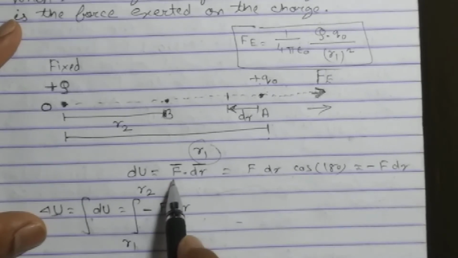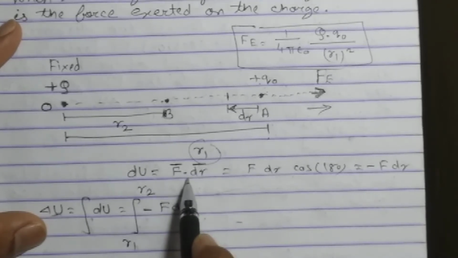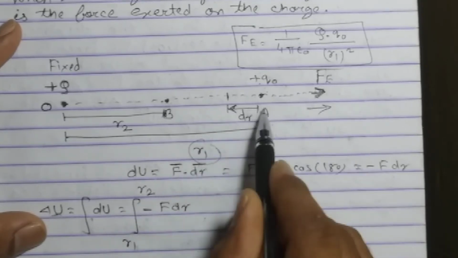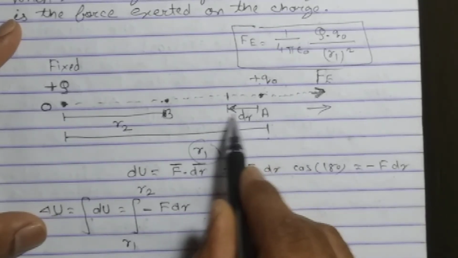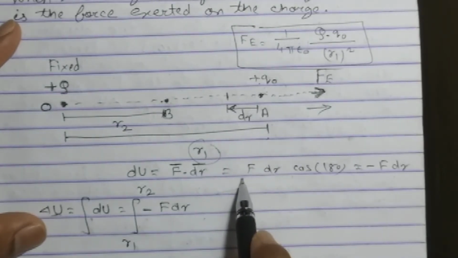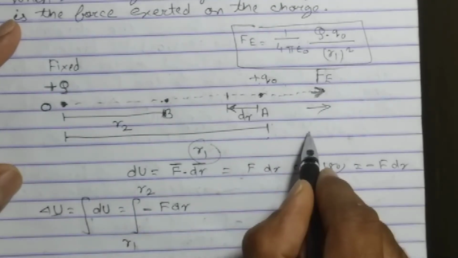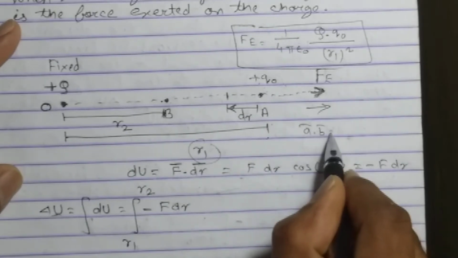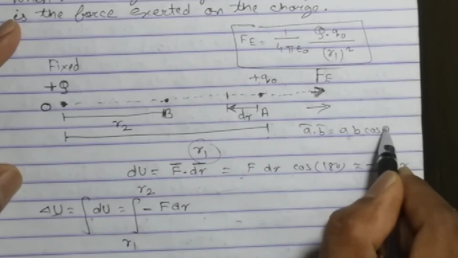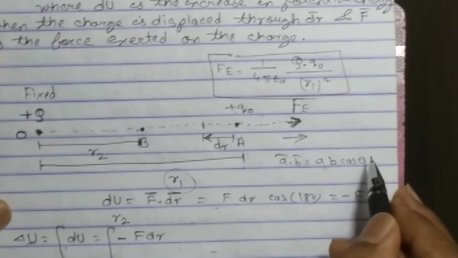Since work is a scalar obtained from vector quantities, F bar dot dr bar: F bar is in one direction, but the displacement dr bar is in the opposite direction, on the left-hand side. If I apply the dot product, you know that a bar dot b bar has magnitude a into b into cos of the angle between them. This is the formula for the dot product, students.